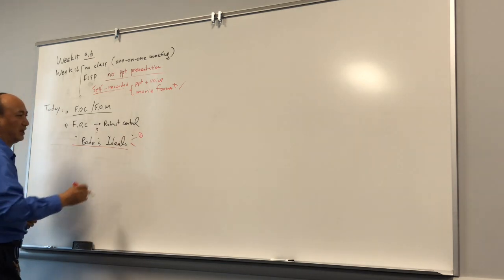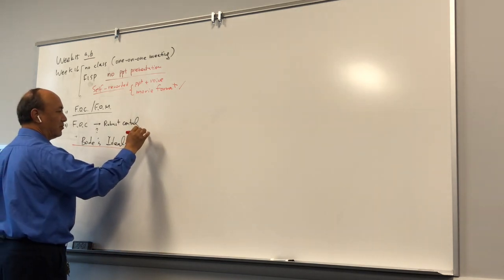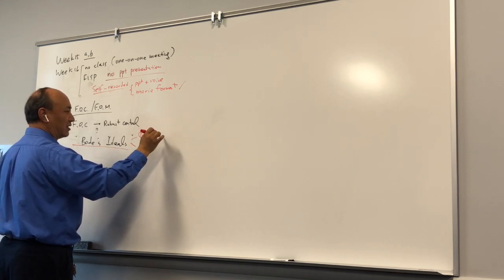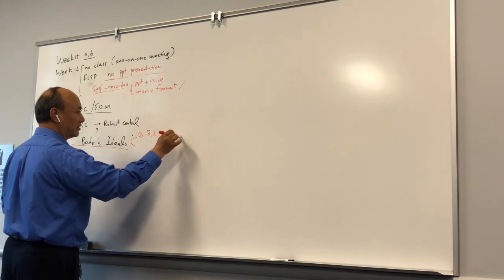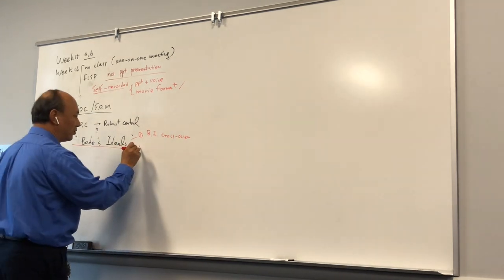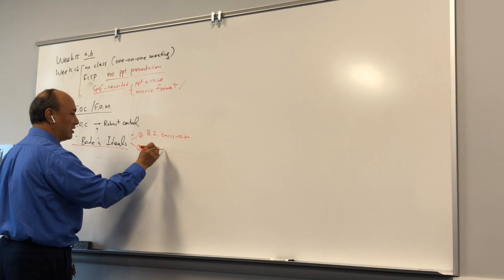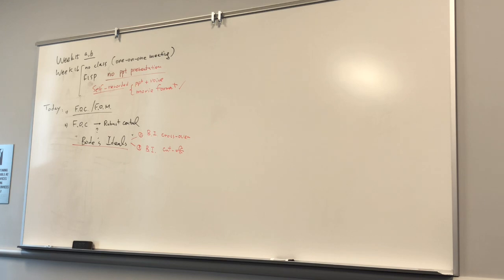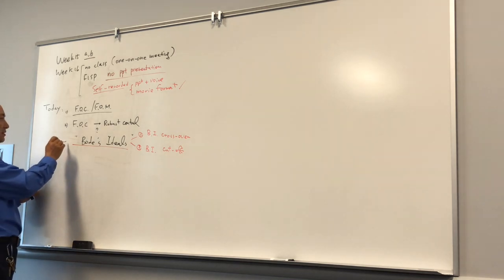So the first idea is called Bode's idea of crossover. The second one is called Bode's idea of cutoff. These two things are very useful in our robust control connection. So these are one aspect.